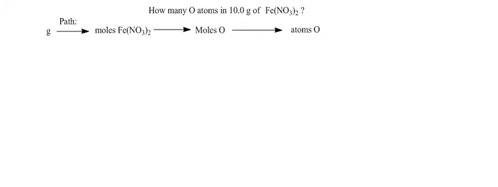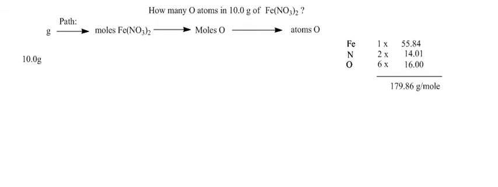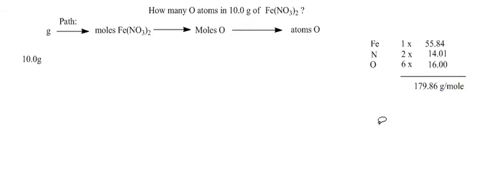So we're going to start off with the given value of 10.0 grams, and we're going to convert that from grams to moles of our iron 2 nitrate. To do that we need to multiply by the molar mass of iron nitrate. In order to calculate that, we look at the periodic table and we find that iron atoms, which we have one of, is 55.84 in terms of its mass per mole, in number of grams per mole.